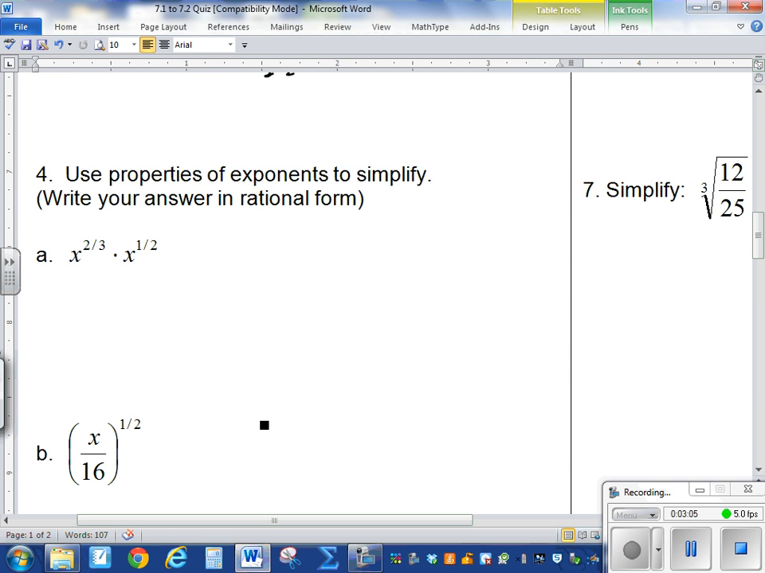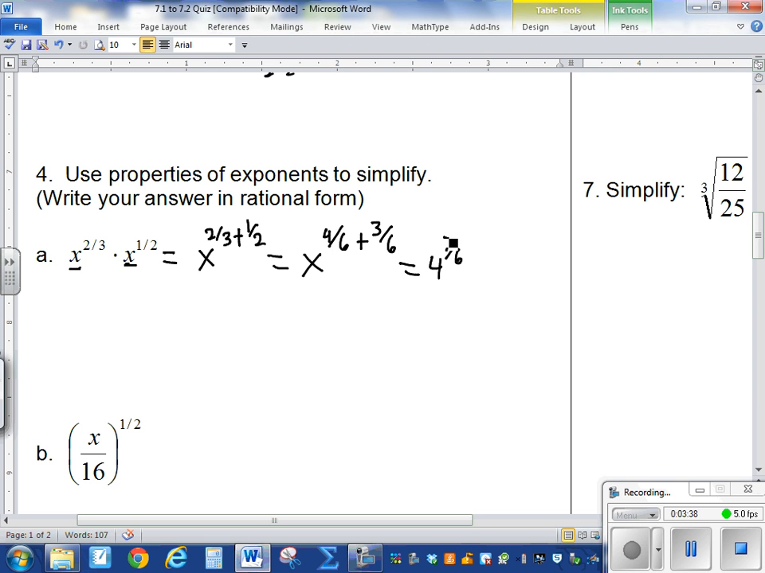Okay, use properties of exponents to simplify. So when you guys have the same base, which are the x's, you take the exponents and add them together. So that's going to be x to the 2/3 plus 1/2. You need common denominators here, so that's going to be a 6. You can turn that into a 6 by multiplying by 2, so you're going to get a 4 over 6 plus 3 over 6, which is equal to x to the 7 over 6.